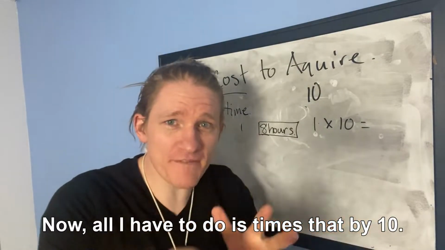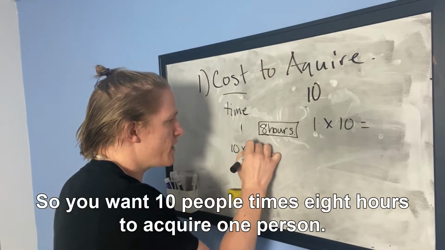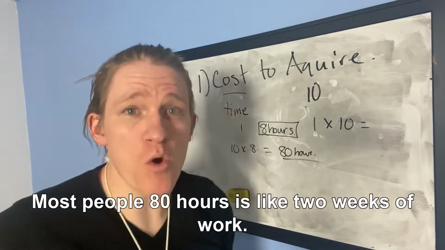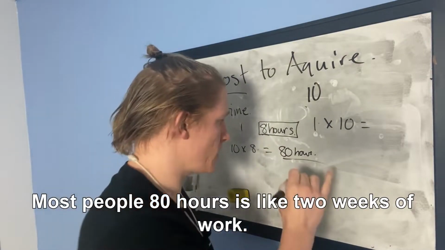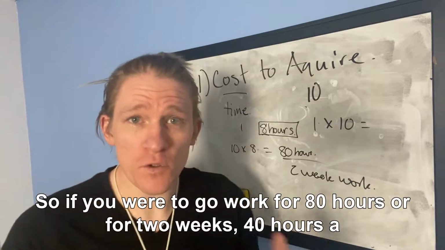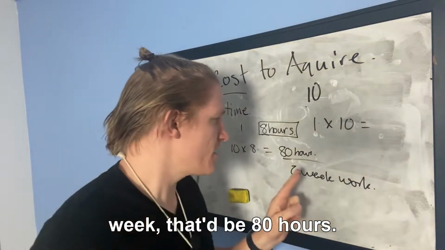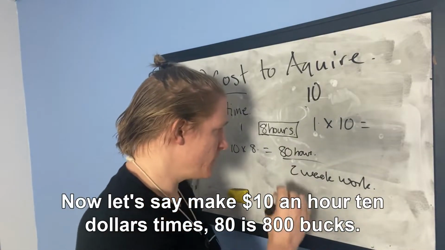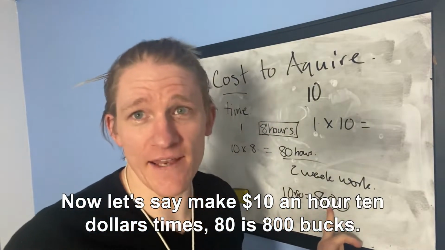There you go. Now all you have to do is times that by 10. So you want 10 people times 8 hours to acquire one person. That's 80 hours. Now most people, 80 hours is like 2 weeks of work. If you were to work 40 hours a week for 2 weeks, that'd be 80 hours. Now let's say you make $10 an hour. $10 times 80 is 800 bucks.